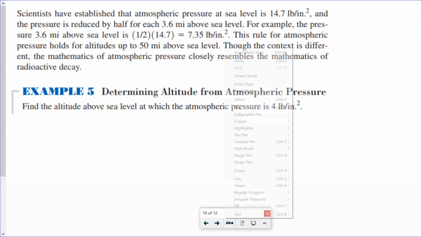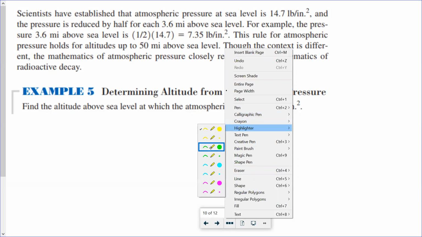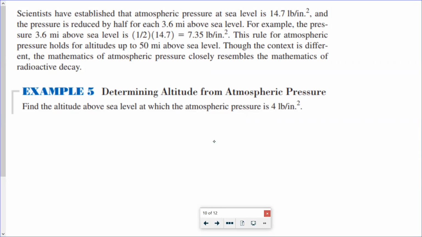Now, what this is telling us here, let's highlight the key information that we're going to use in this next part, is that the half-life here is reduced by half for each 3.6 miles above sea level. So that's kind of like our half-life, but now instead of it being a time, it's going to be a distance, okay? Now, the initial value here is going to be 14.7.